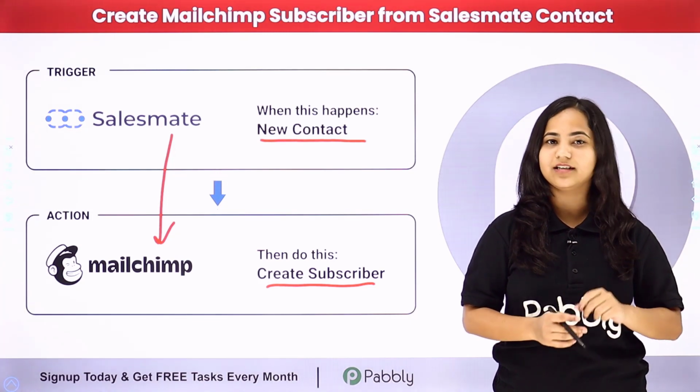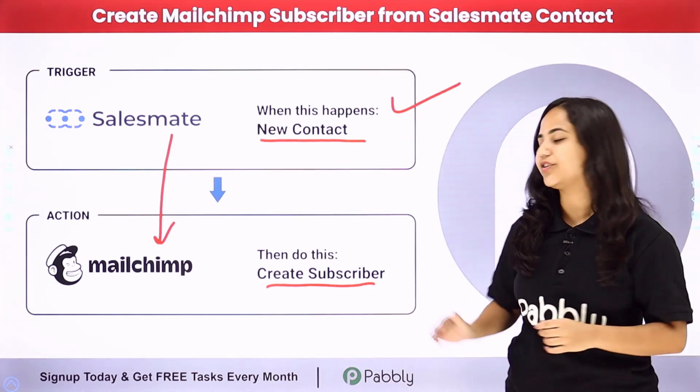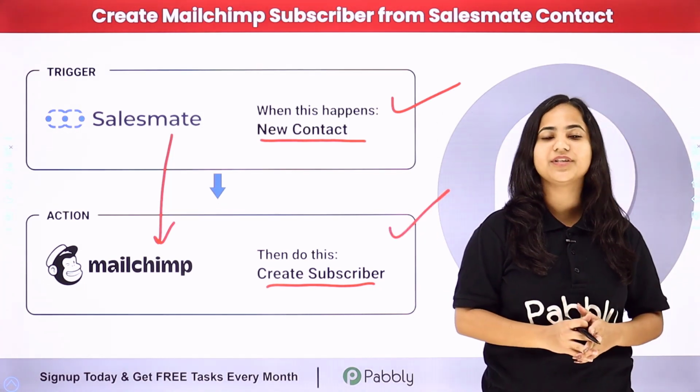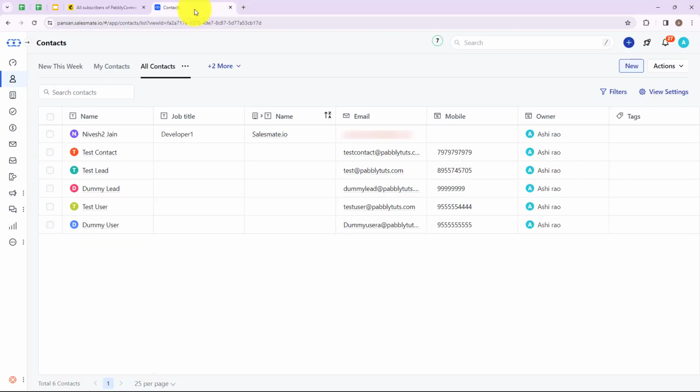First is trigger and second is action. Here my trigger application is Salesmate and my action application is Mailchimp. To learn how to do this, let me take you to my screen. In this video, we are going to see how to create a subscriber in Mailchimp from a Salesmate contact automatically. And for that, we are going to use Pabbly Connect, which will help us to automate this entire process.